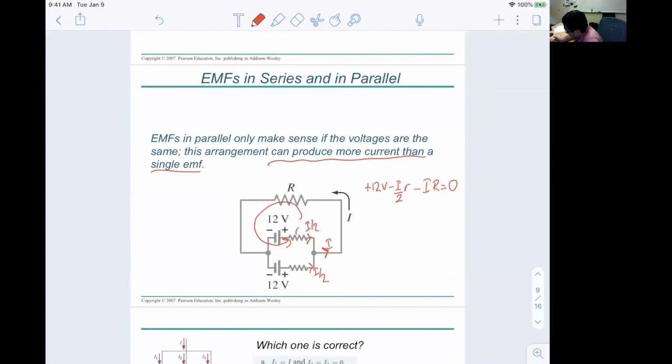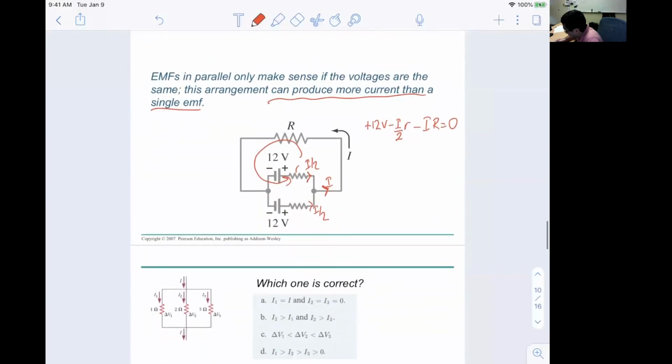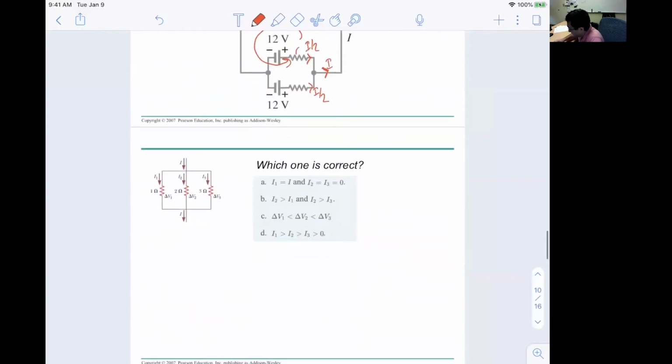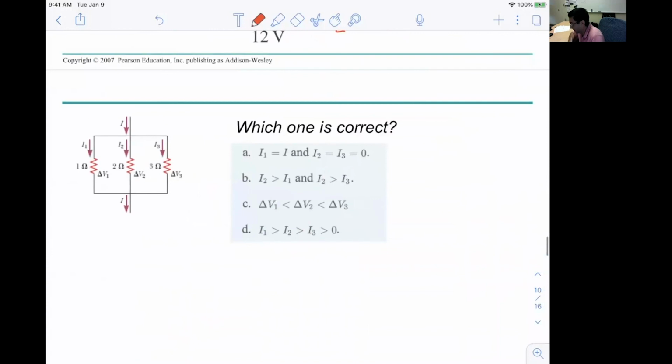There's not much to talk about. This is just how you construct parallel or series batteries when you try to find the current. Now we will see some example problems.